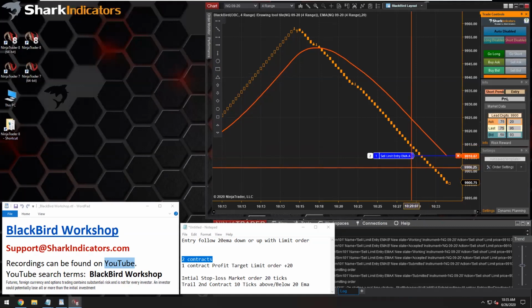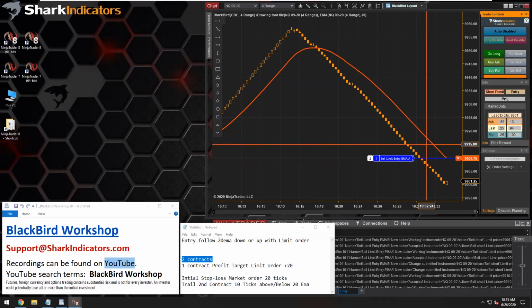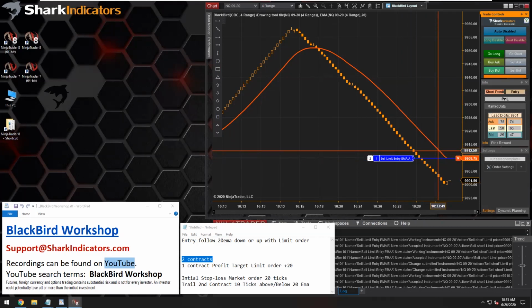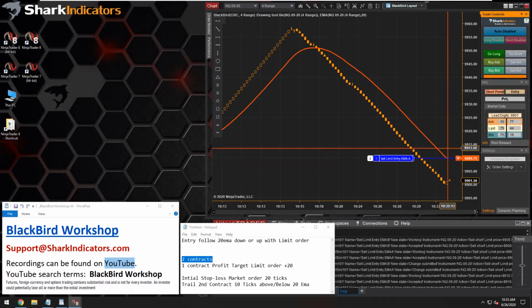So of course, keep in mind that one of the pitfalls of using indicators for placing your orders is you can usually only trade in one direction, right? So in this case, since the EMA is above price, I can only place a sell order, right? If I placed a long order, obviously that would get filled immediately.